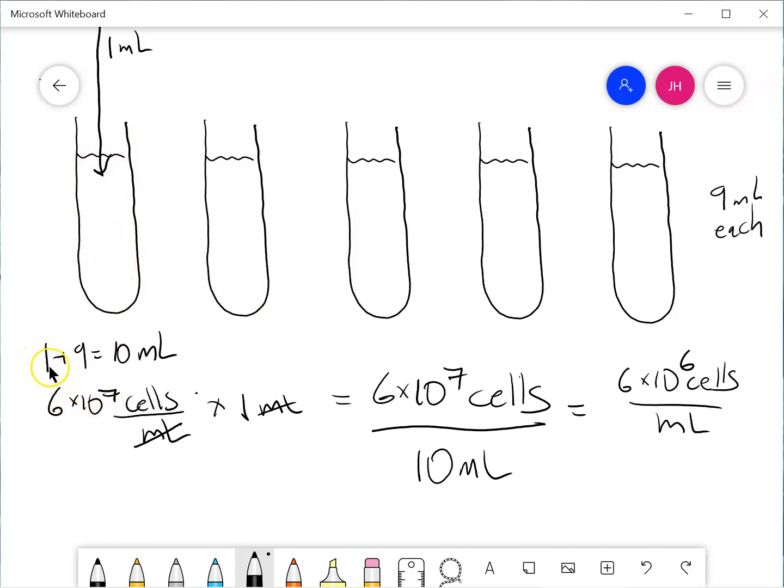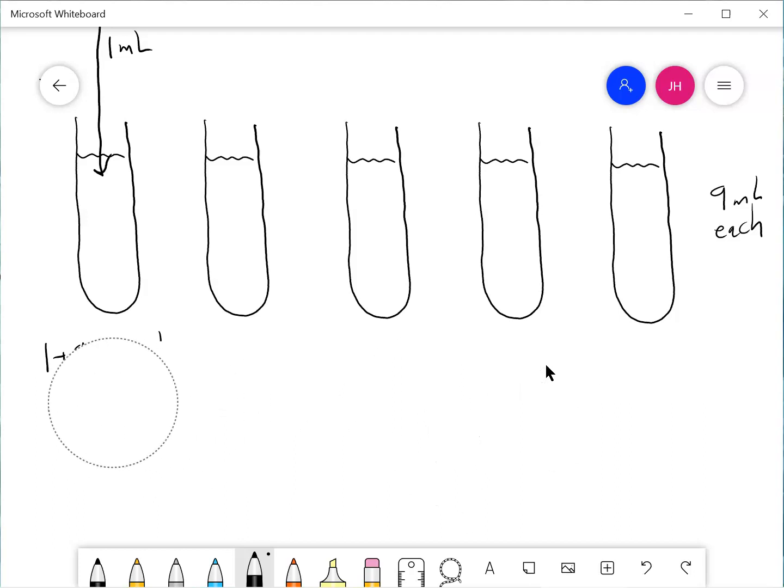So now I'm going to erase a bunch of stuff. I don't know if this will work. Let's try it this way. So I'm going to relabel some things. Yeah, there we go.